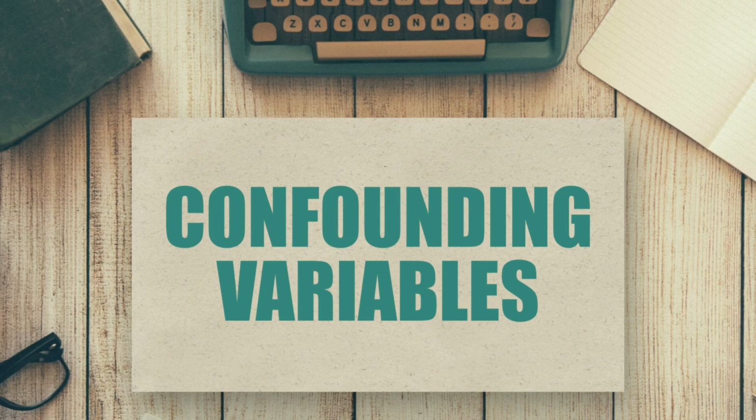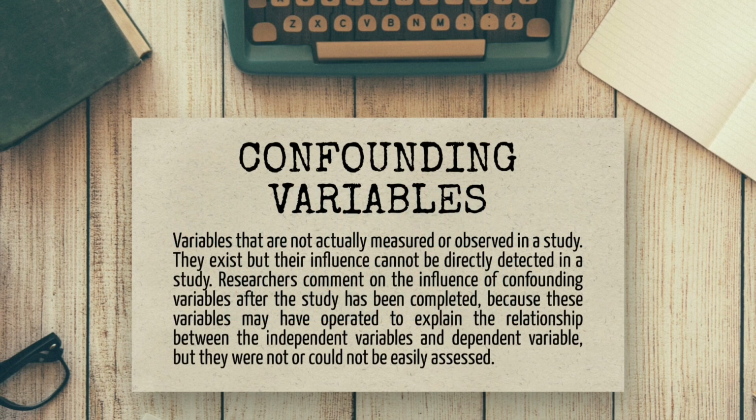Lastly, number 5. Confounding variables. These are variables that are not actually measured or observed in a study. They exist, but their influence cannot be directly detected in a study. Researchers comment on the influence of confounding variables after the study has been completed, because these variables may have operated to explain the relationship between the independent variables and dependent variable, but they were not or could not be easily assessed.